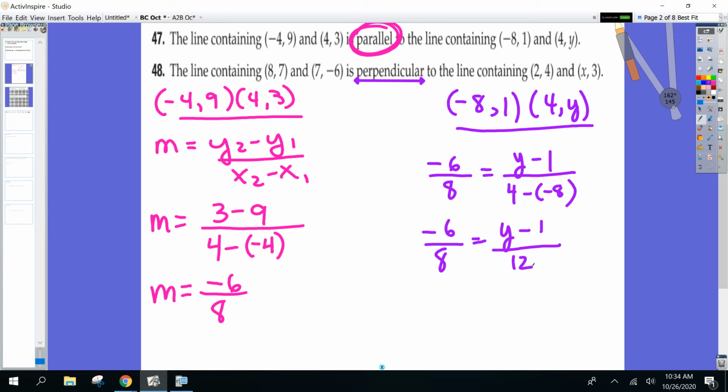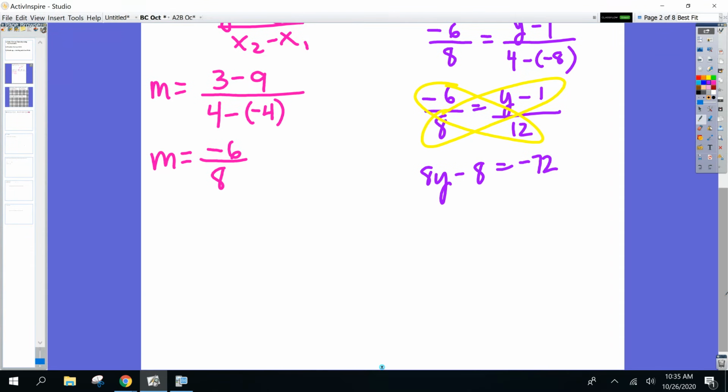All right, where do I go from here? I think you've seen these before. These are called proportions, correct? Proportions. And I could solve this proportion by cross multiplying, or multiplying both sides by 12. It's up to you. So, ready? Here you go. I got 8y minus 8. On the other side, -6 times 12. Oh, boy, how about that one? -72. Everyone's all good? And then I'm solving from here. Add 8. Add 8.